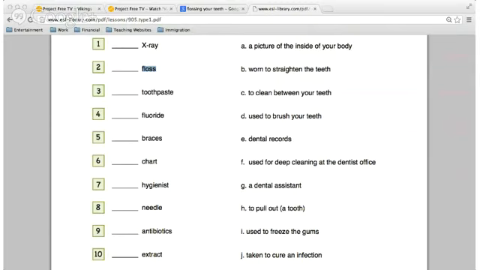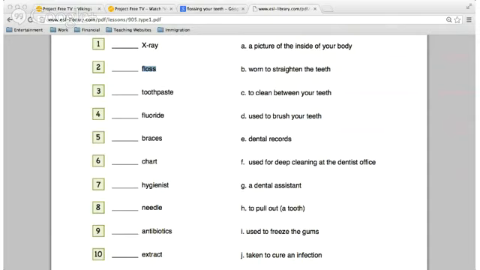But yes, here in this instance, the definition is to clean. So they are using it as a verb, to floss. But to clean the teeth with a string only. Yes, that's the meaning. Exactly, yes.